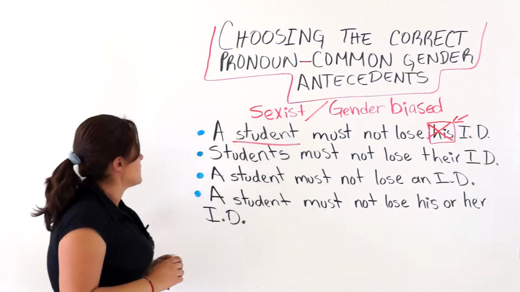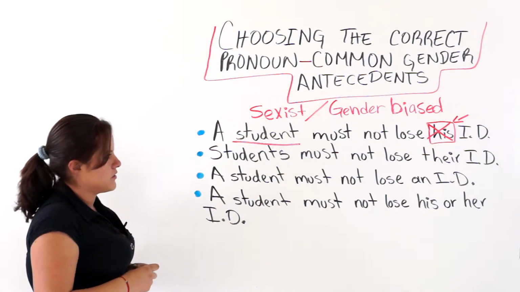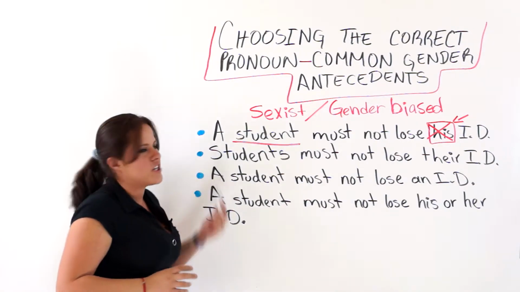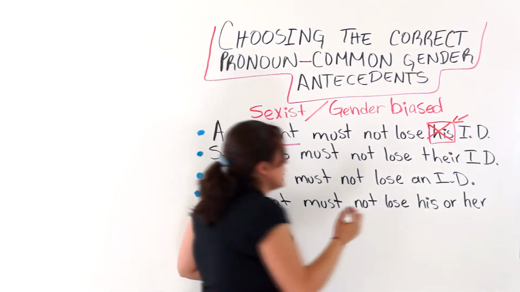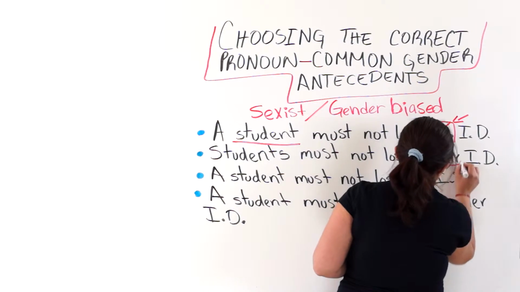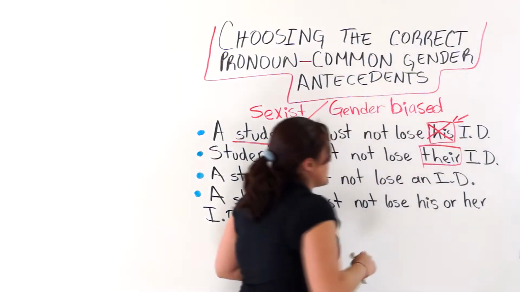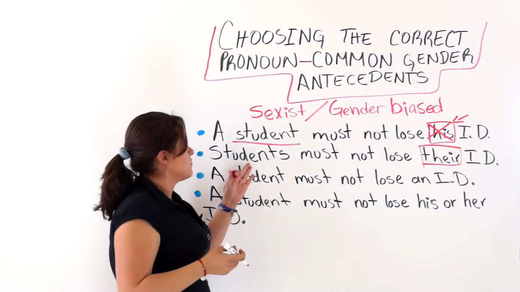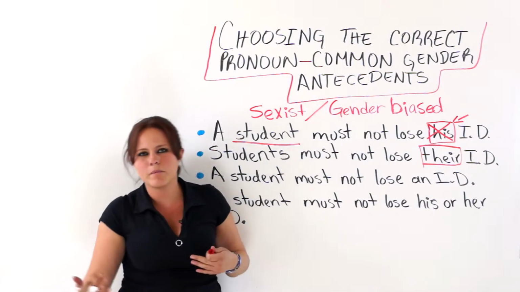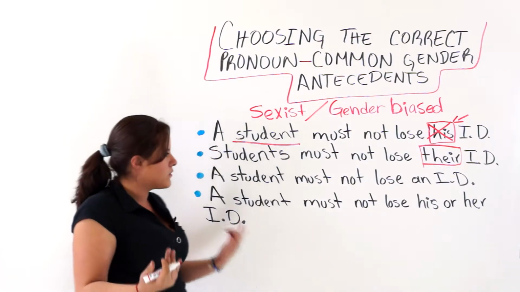The next one is students must not lose their ID. You could do this. You could change it into the plural form of the pronoun. Instead of saying his, you will say their, because students refers to both women and men, or men and women.